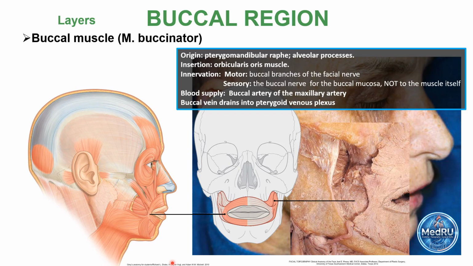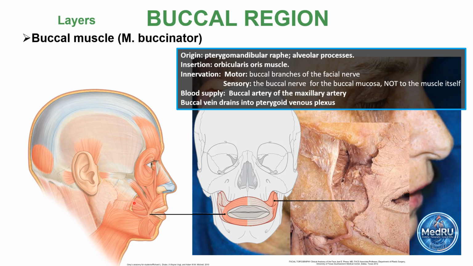Its primary blood supply is the buccal artery, a branch of the maxillary artery, with venous drainage via the buccal vein into the pterygoid venous plexus. Topographically, its external or superficial surface is covered by the buccopharyngeal fascia. Notably, the parotid duct courses horizontally across the muscle's surface and penetrates it at the level of the maxillary second molar before opening into the oral vestibule.